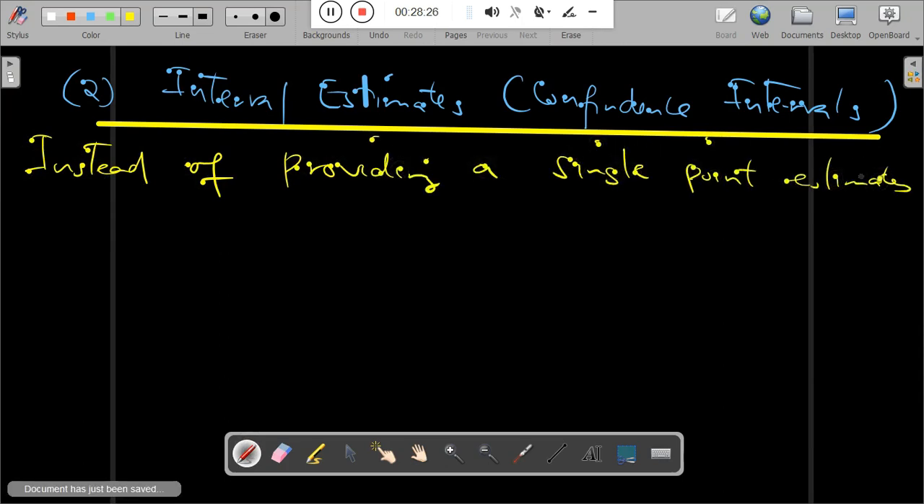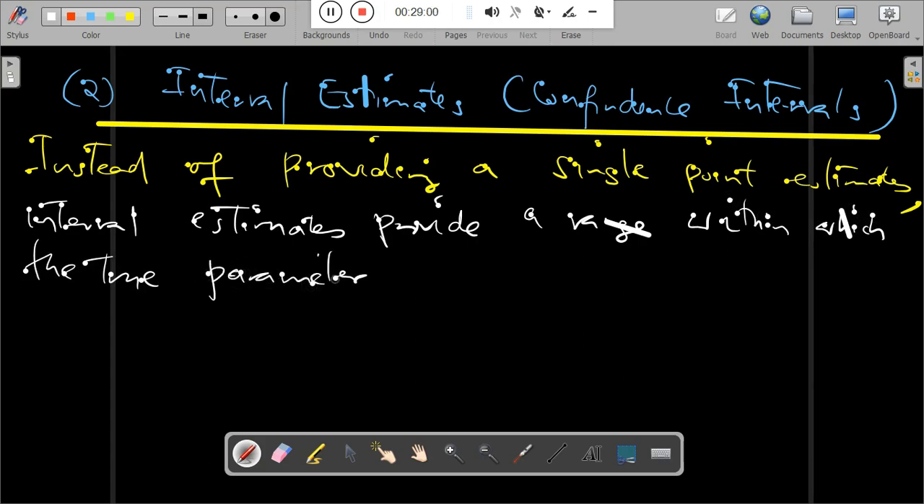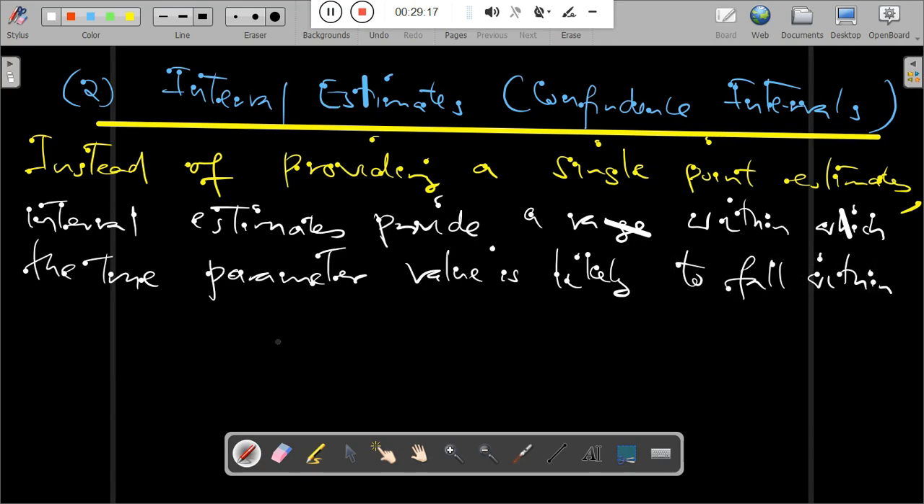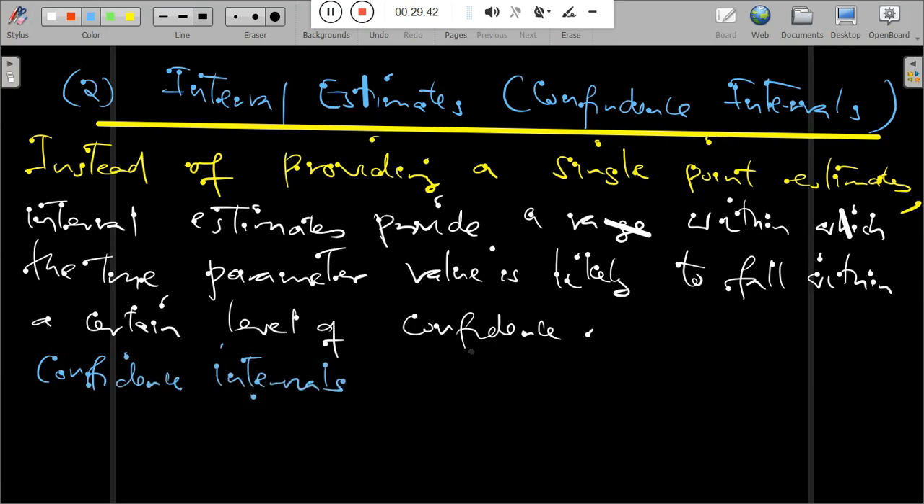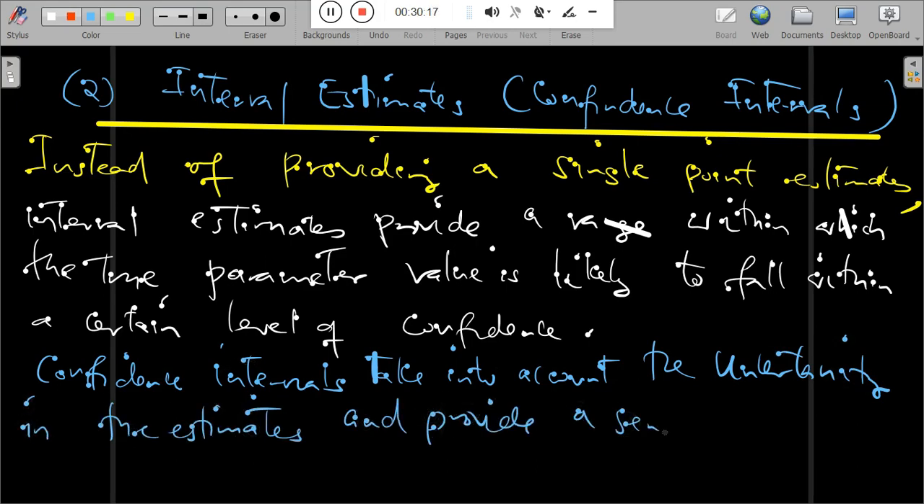Another type of estimate is the interval estimate, or sometimes called the confidence interval. Instead of providing a single point estimate, the interval estimate provides a range within which the true parameter value is likely to fall with a certain level of confidence. So the confidence interval takes into account the uncertainty in the estimate and provides a sense of the precision of the estimate.